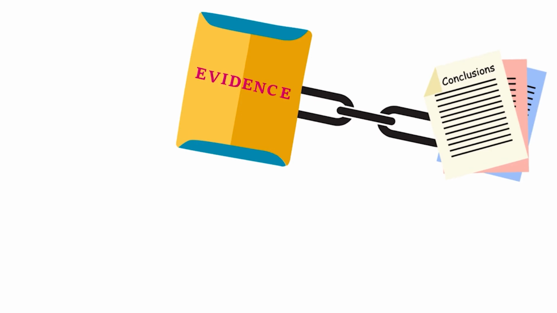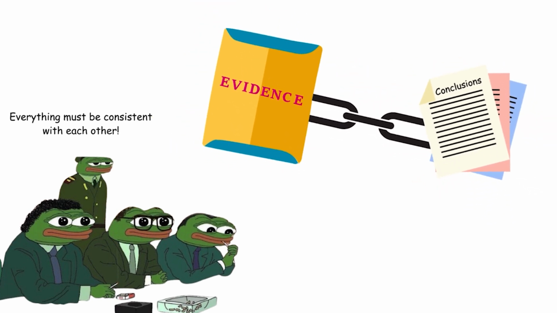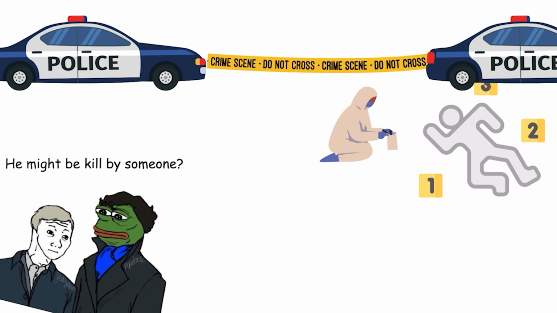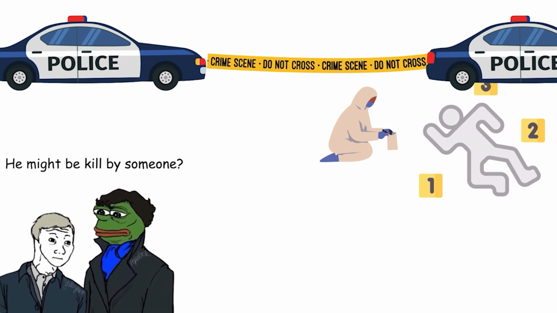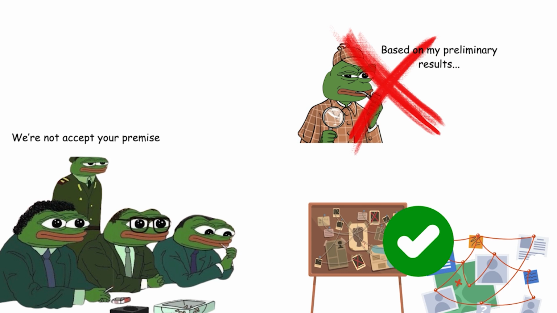Relevant logic. This logic focuses on the relevance of evidence to conclusions. Unlike traditional logic, where any statement can be a premise, here, only relevant information contributes to the truth of the conclusion.